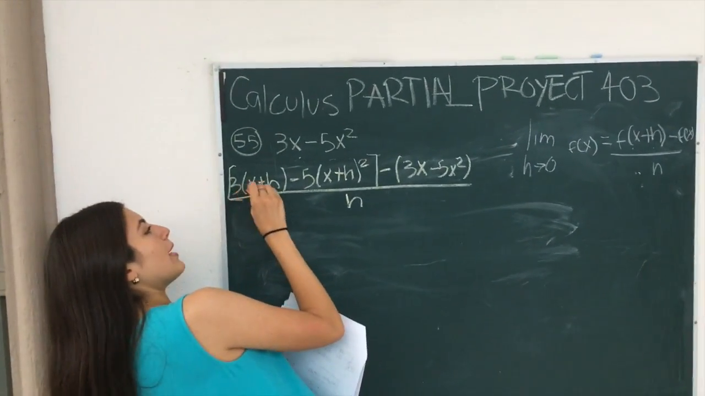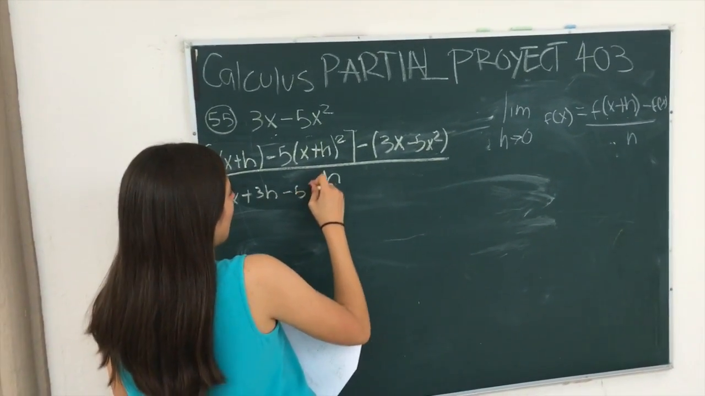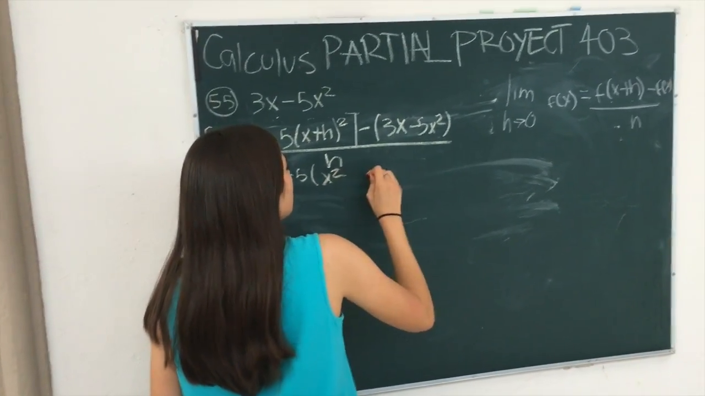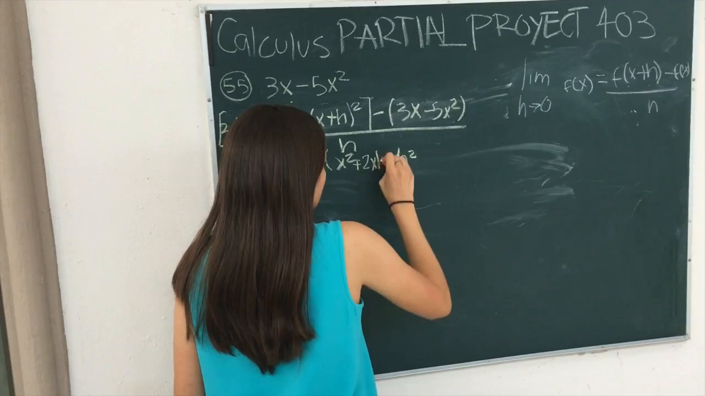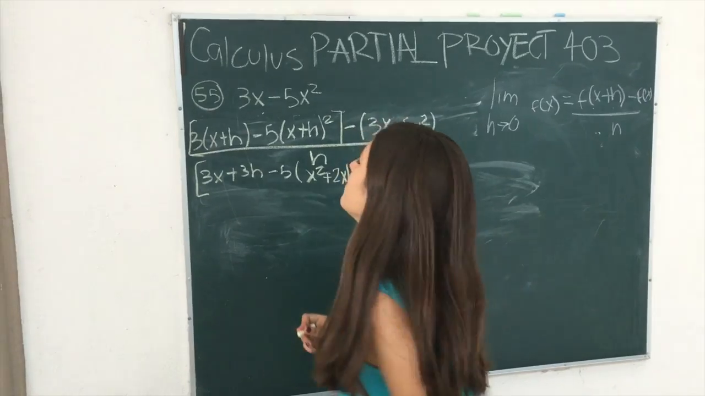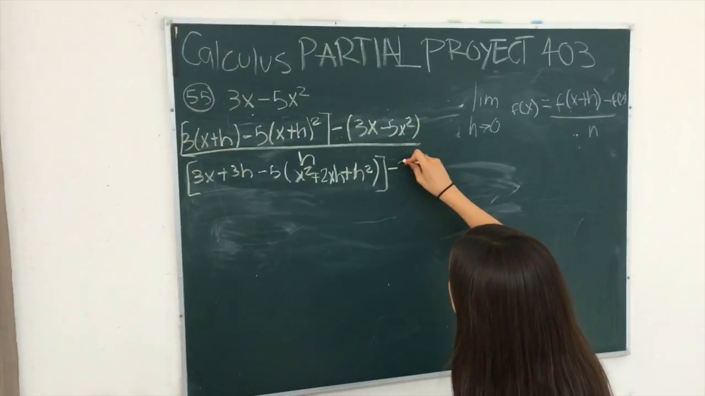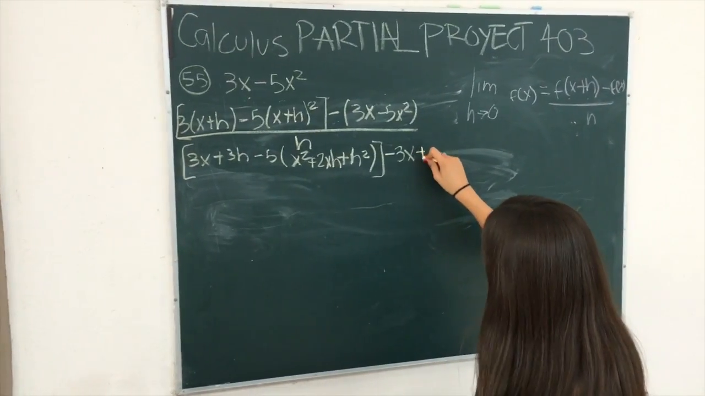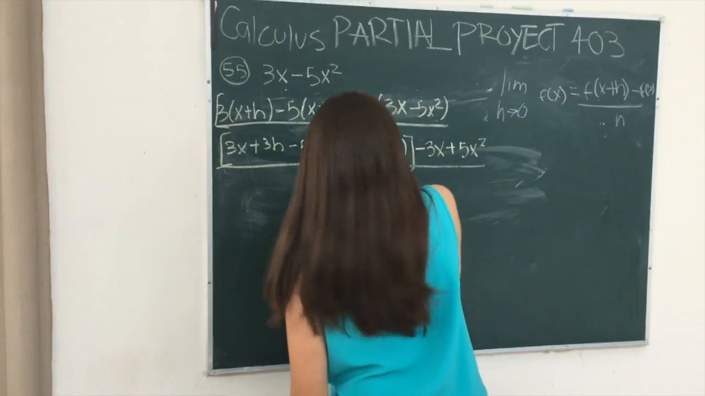Okay, so we first start with 3x plus 3h minus 5. And then we're going to use the binomial property. Do you remember? Square the first, square the last, and double the product. And then we're going to multiply this negative times the function. So it's negative 3x, and a negative times a negative gives you positive, so positive 5x squared, and all of these over h.